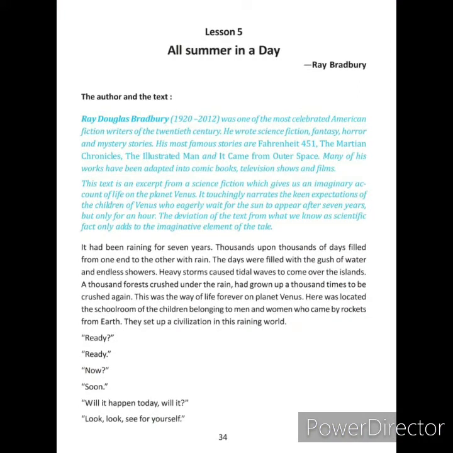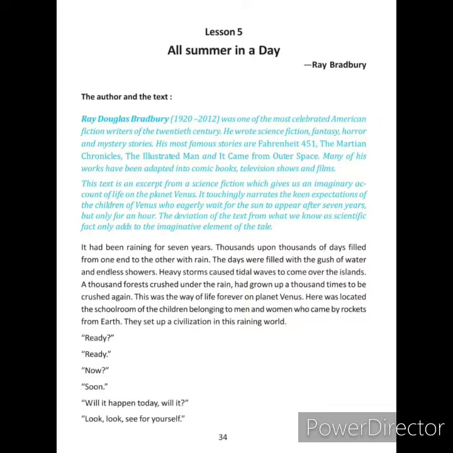It had been raining for 7 years. Thousands upon thousands of days filled from one end to the other with rain. The days were filled with the gush of water and endless showers. Heavy storms caused tidal waves to come over the islands. A thousand forests crushed under the rain had grown up a thousand times to be crushed again. This was the way of life forever on planet Venus.